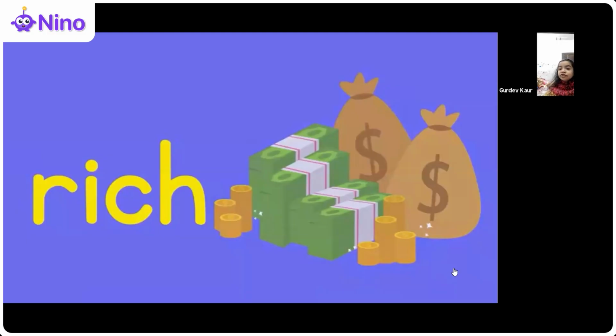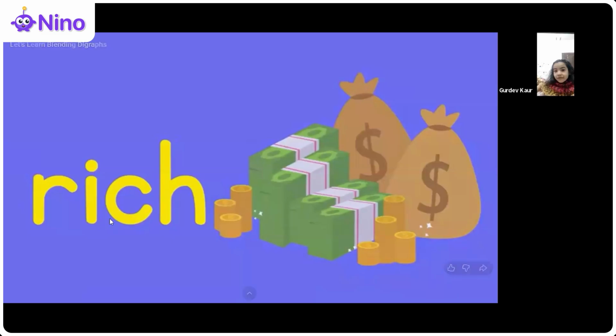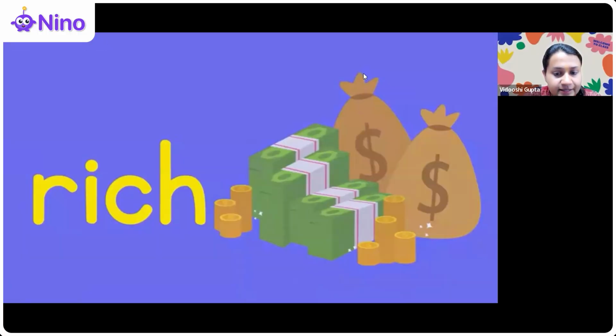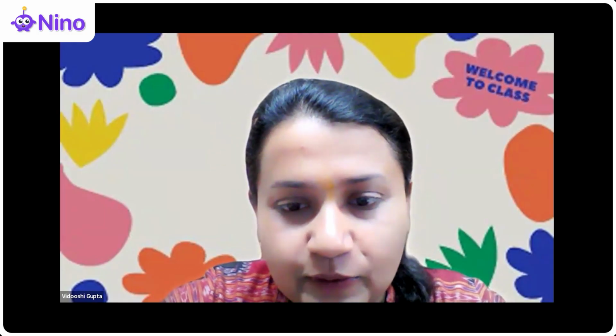Very good. Can we all give a clap to Gurdev? Wonderful. Very good, Gurdev. Let's send some reward for Gurdev. What does she like to eat? Does she like candies? Do you like candies? Yes. Great. Chalo, let's send some rainbow candies your way. Did you get the candy? The rainbow candy. Very good.